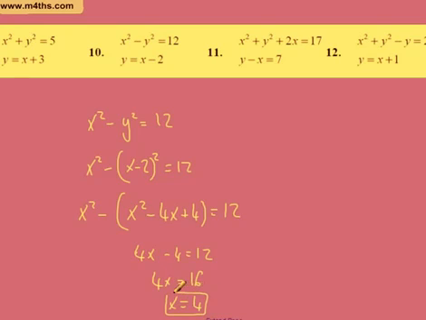So if x is equal to 4, then we just put it back through the linear. So y is going to equal 2. If x is 4, y is going to be 2. So these are a good example of what we call non-linear ones.